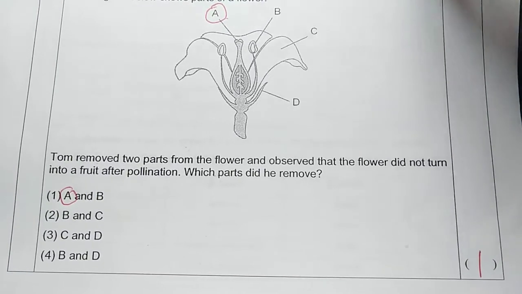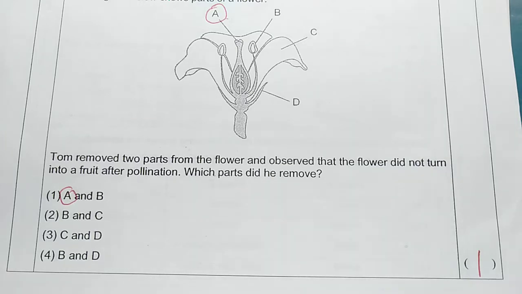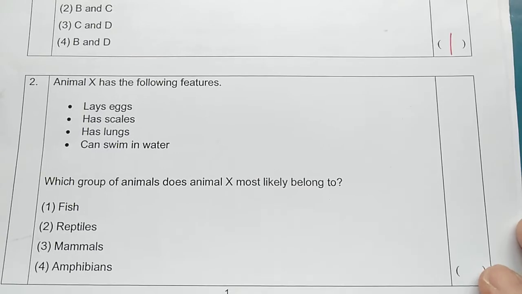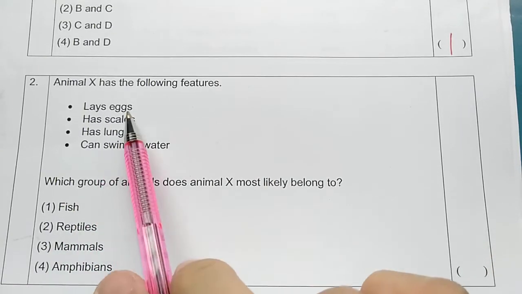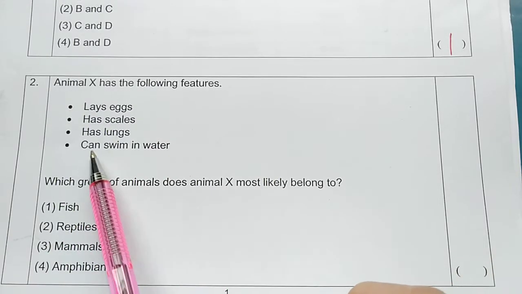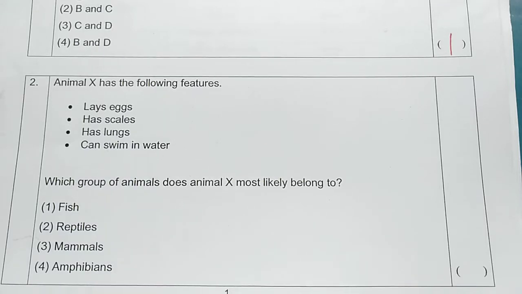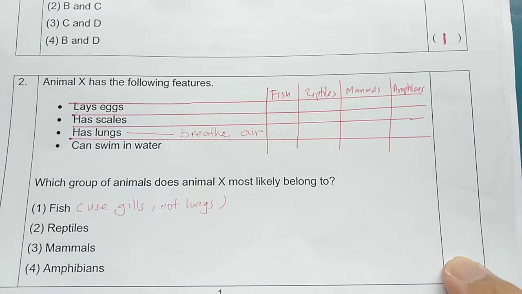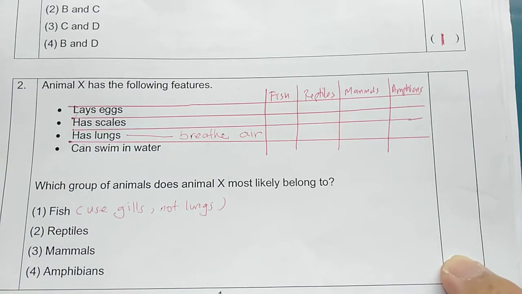Next one, question 2. In question 2, you are given a few characteristics of animal X. It lays eggs, has scales, has lungs, and can swim in water. Which group of animals does animal X most likely belong to? An easy way to do this is to think in terms of a table like this. Of course you need not draw the table. I drew the table to make the teaching easier for you to understand.